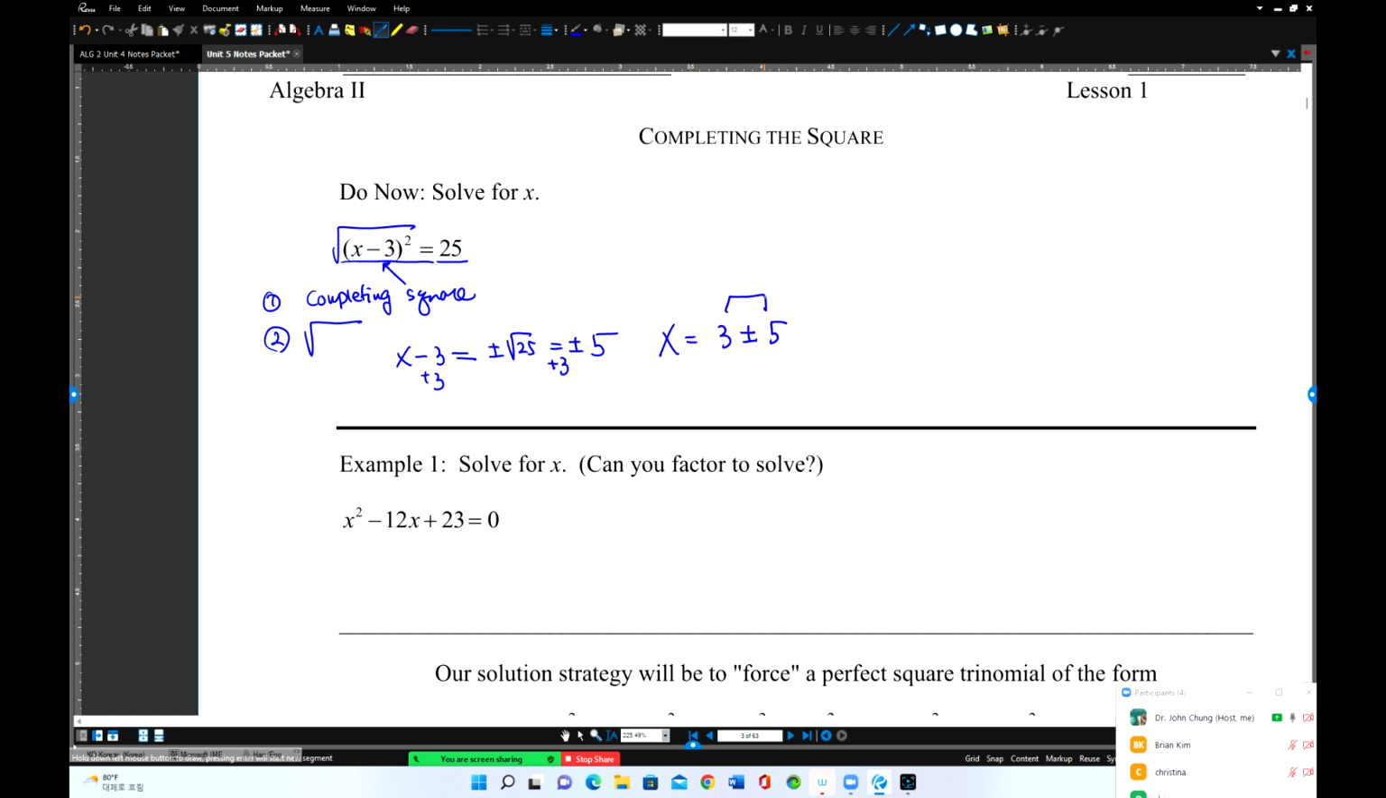But these two numbers are constants, like terms you need to simplify, okay? One is 3 plus 5, the other is 3 minus 5. 3 plus 5 is 8, 3 minus 5 is negative 2, right? The solution is x equals 8 or negative 2, using complete the square. It's already in complete the square form over here.